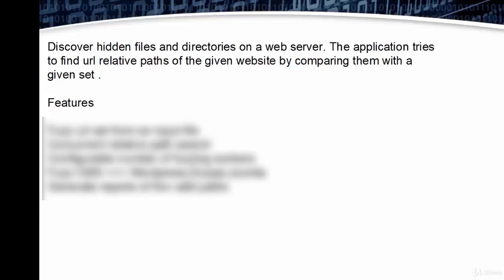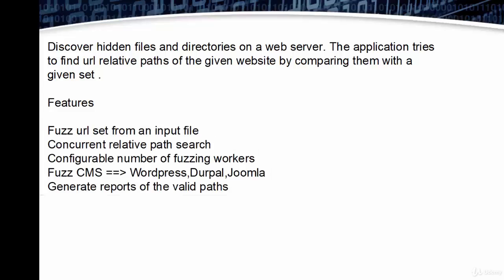Discover hidden files and directories on a web server. The application tries to find URL relative paths of the given website by comparing them with the given site. Features: fuzz a URL set from an input file, concurrent relative path search, configurable number of fuzzing workers, fuzz CMS, that is WordPress, Drupal, Joomla, and generate reports of the valid paths.